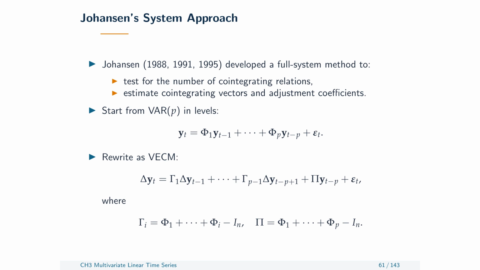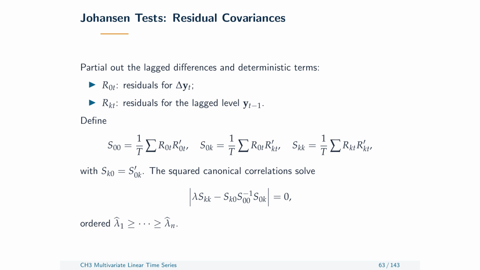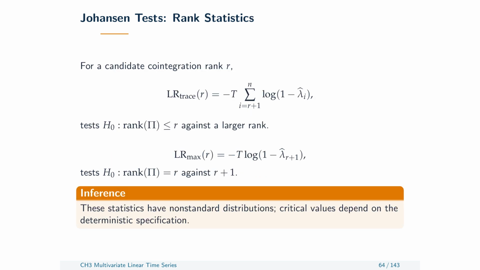Johansen's method treats the whole VAR system jointly. It rewrites a levels VAR as a vector error correction model and studies the rank of the long-run matrix Pi. Rank 0 means no cointegration, full rank means the variables are stationary, and an intermediate rank gives that many cointegrating relations. The trace statistic tests whether rank is at most a candidate value against a larger rank. The maximum eigenvalue statistic compares one candidate rank with the next.